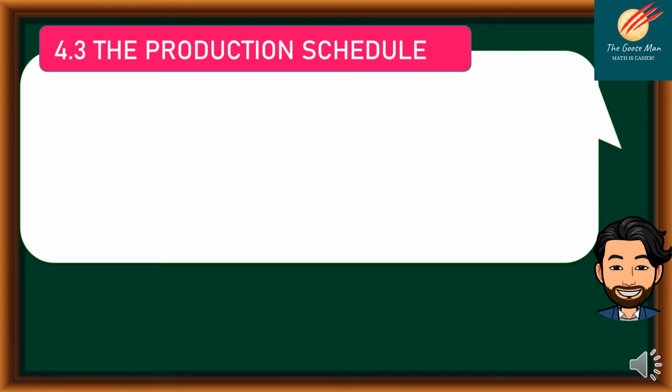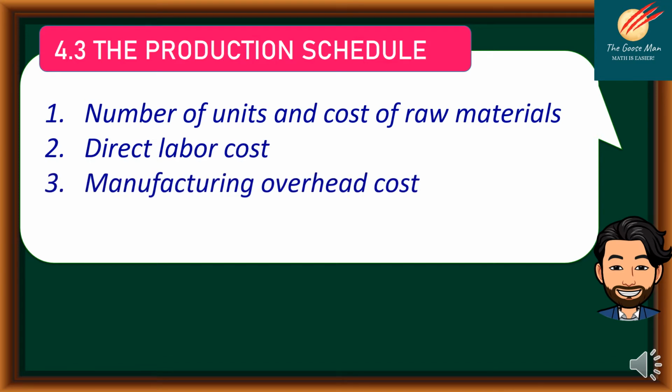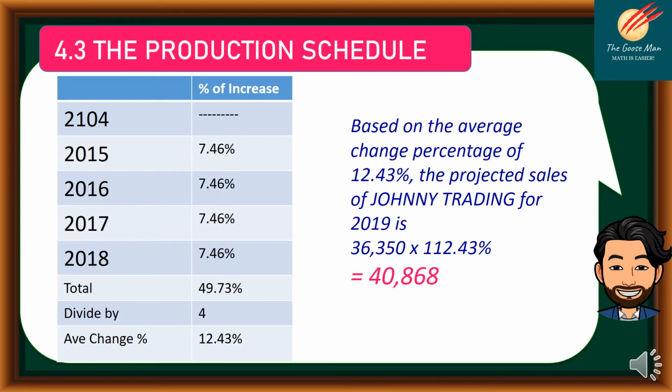Now that we know the projected sales, let's move on to the production schedule. Under the production schedule, we have the following: the number of units and cost of raw materials, then direct labor costs, then manufacturing overhead costs, and finally the desired inventory level. Let us use the data from Johnny Trading for 2019. Again, our projected sales is equal to 40,868.